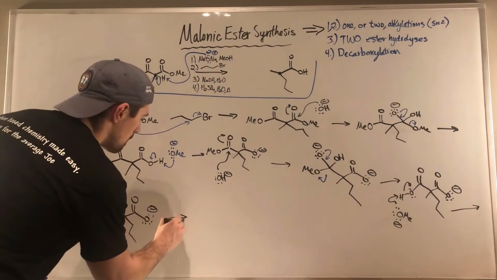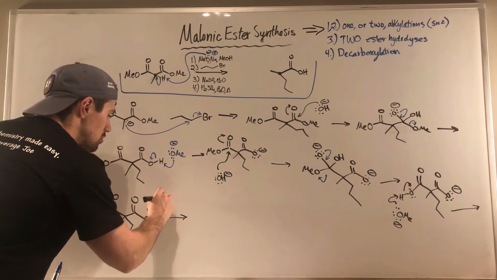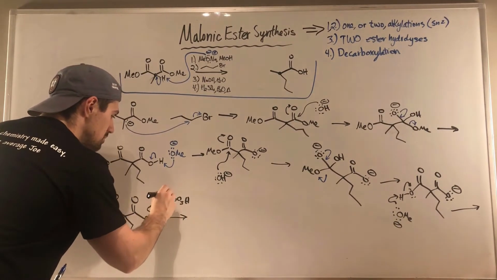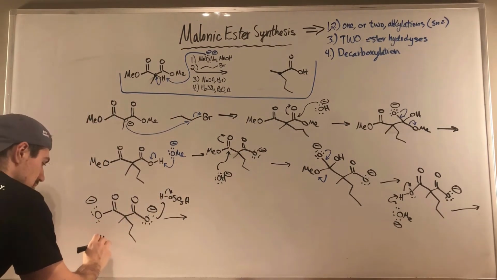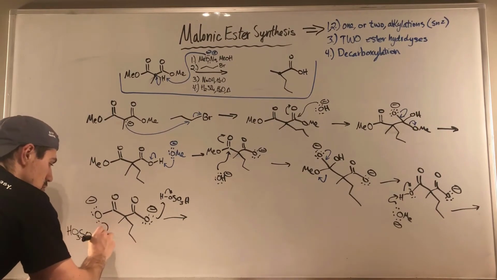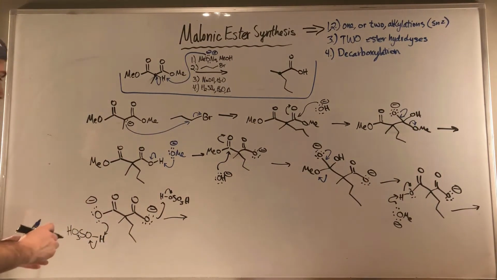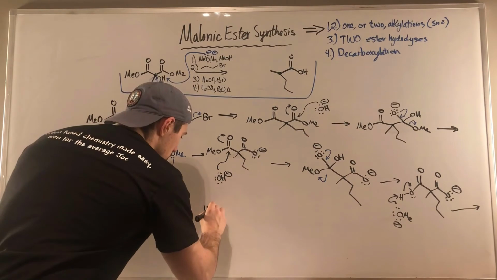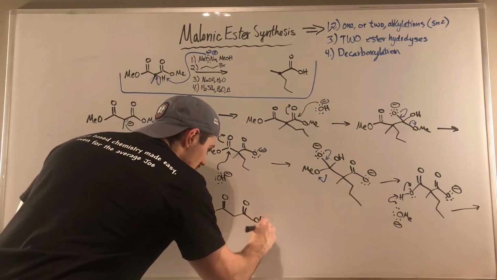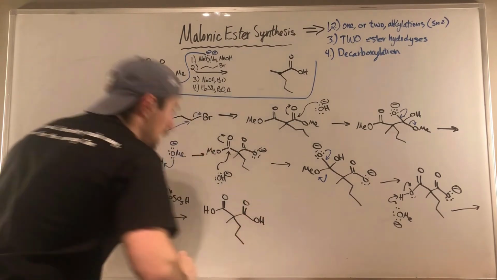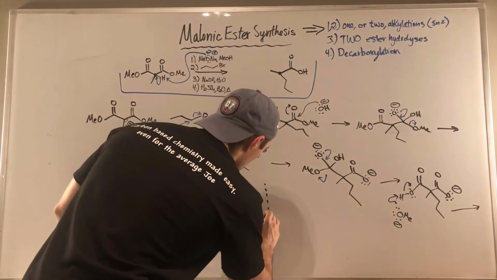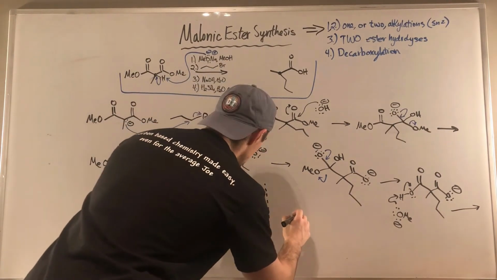So I'm going to, in one step, just show the protonation of this, as well as, we're going to have a ton of sulfuric acid. We're not going to be short in that department. Okay? So now we have a diacid, and you can see we have water and heat, right? What I'm going to do is draw my rearrangement.